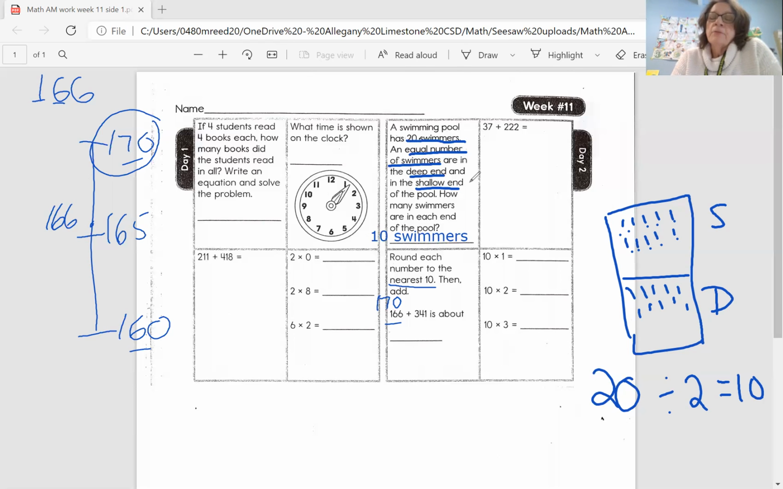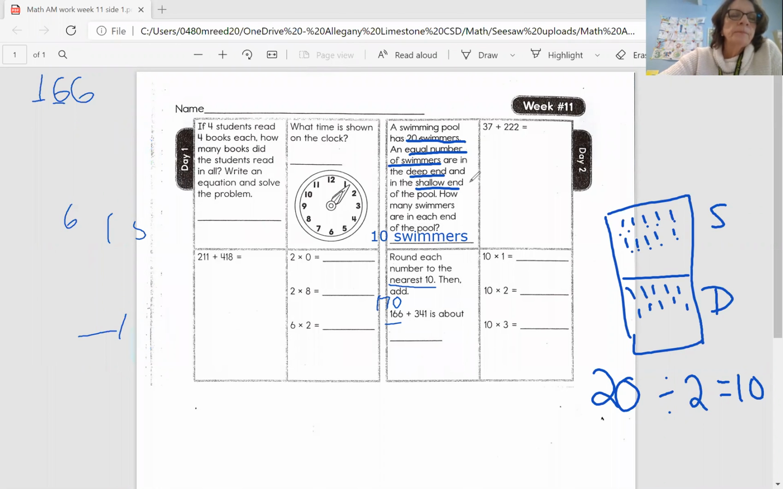Okay. Now 341. Again, I have to round it to the nearest 10. So if you don't mind, I'm going to erase this to give us a little more room here. And now I'm going to round 341. So I'll write my number up here.